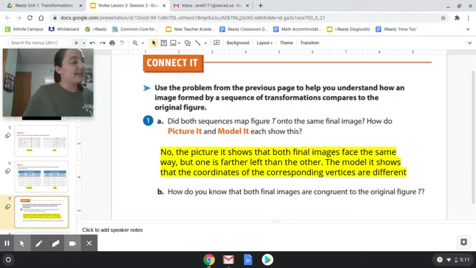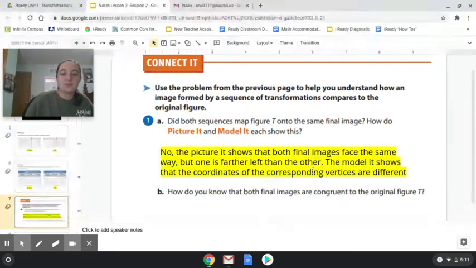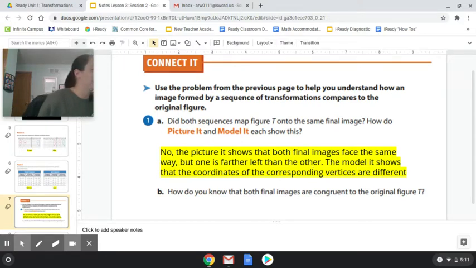Now we're on the connected portion, so that's on page 51. So again, they ask, do both sequences map figure T onto the same final image? And we would say no. The picture shows that both final images face the same way, but one is farther than the other. And the model shows that the coordinates are different as well.